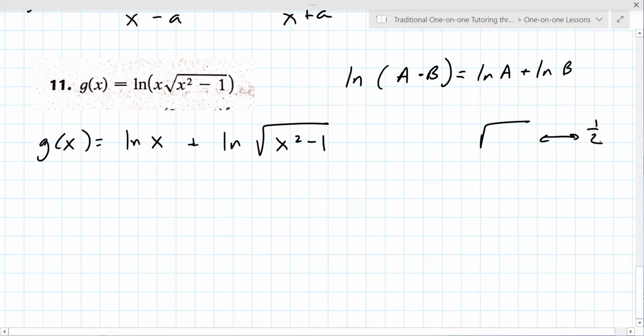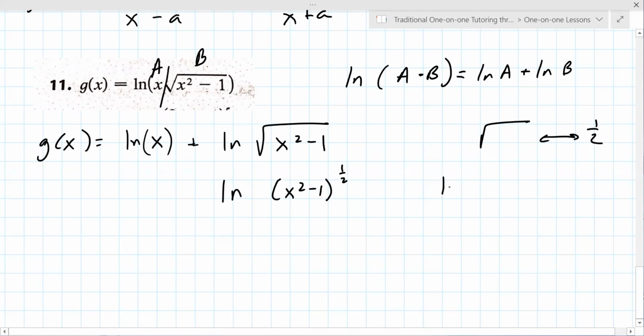What happens to the x that's out to the left? You just move it. Like that's A, and all of that's your B. But really this x squared minus 1 is to the 1/2 power, because that's what the square root means.